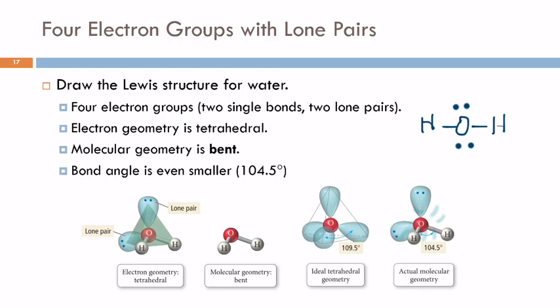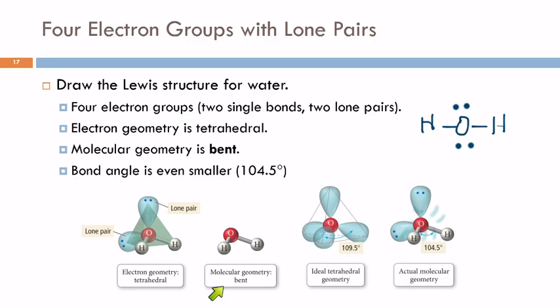4. Lone pairs are groups. Single bonds are groups. So there's a total of 4. 4 electron groups makes a tetrahedron. So here's our tetrahedron. We have 2 single bonds and we have 2 lone pairs. The electron geometry is tetrahedral.